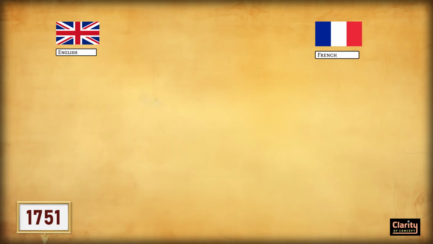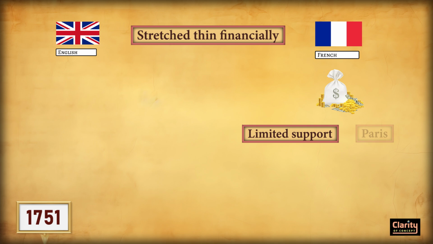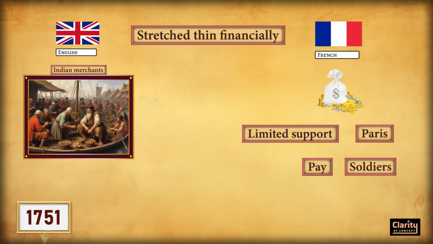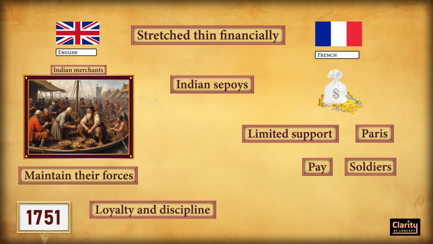As the war dragged on, both the British and French were stretched thin financially. The French, constrained by limited support from Paris, struggled to pay their soldiers. Meanwhile, the British, with access to funds through alliances with Indian merchants, managed to maintain their forces. Both sides relied increasingly on Indian sepoys, but the British were more effective at ensuring their loyalty and discipline, which gave them an edge. By 1754, the financial conditions had worsened.